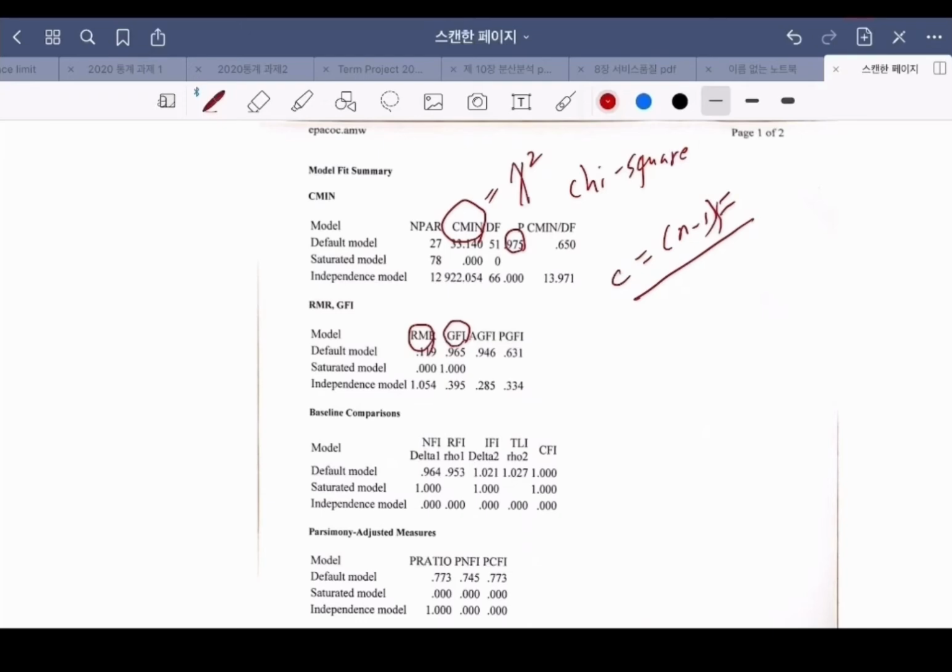By the way, you are only concerned with the default model, right? You don't need to look at the saturated model or the independence model. You only look at the default model, and since you have a p-value, there is a hypothesis test going on here. So what is the hypothesis in this case?